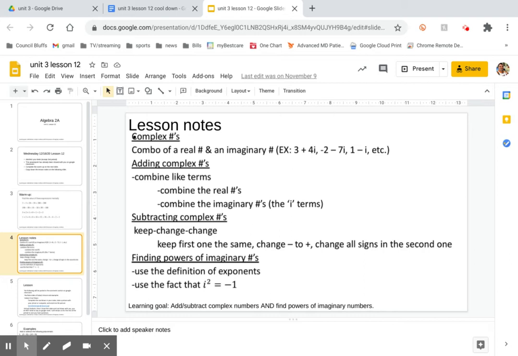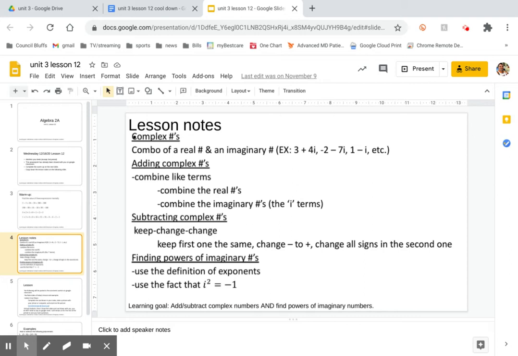A complex number is a combination of a real number and an imaginary number. So you can see I put a few examples here: 3 plus 4i, -2 minus 7i, 1 minus i. Each of those numbers has a real number and an imaginary number. In other words, a regular number and an i term. So today we're going to just talk about some basics of complex numbers and imaginary numbers.